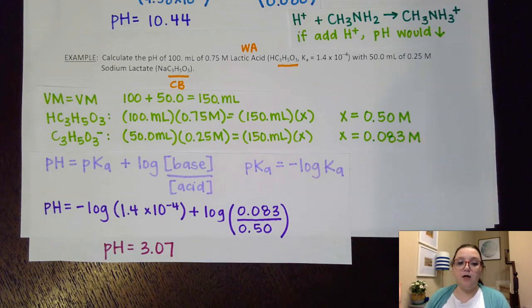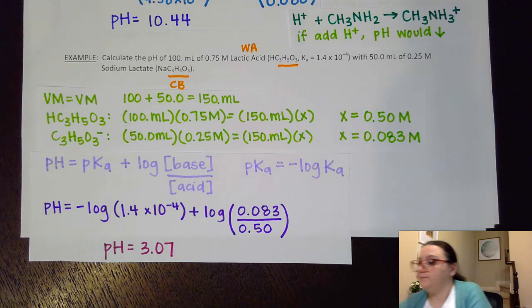Plug all that into my calculator. I see that gets a pH of 3.07. Ask ourselves, does that make sense? Well, this is lactic acid buffer system. It's a weak acid buffer. And so a pH below 7 definitely makes sense for that. All right, let's go ahead and flip the page.